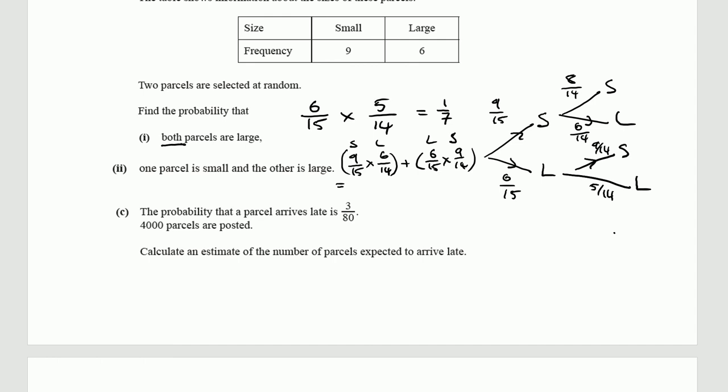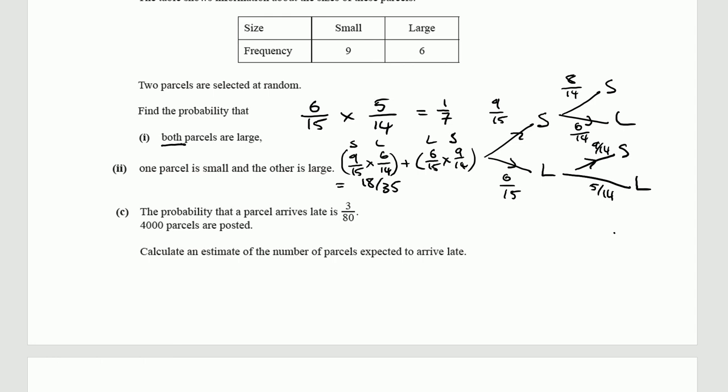So I'm going to quickly do that on my calculator now. So 9 times 6 on the top of the first fraction, 15 times 14 on the bottom of that fraction. Add to the next possibility, 6 times 9, which you will notice is the same thing in this case, over 15 times 14, and altogether I'm getting 18 out of 35. You can leave your answers as fractions unless they specify otherwise, and that's the end of that bit.